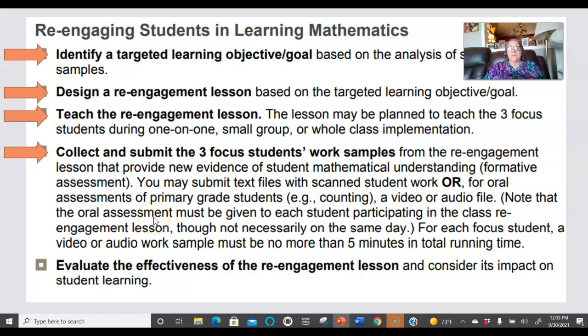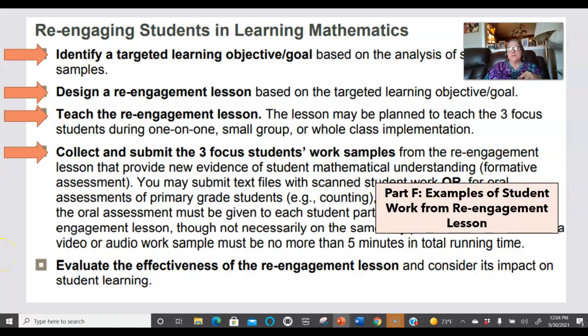Now, if this oral assessment is given to students participating together, like you're in a group and you're having each of them do it, and basically the assessment for all 3 students would be in one video, you can do that, but you have to upload that little video 3 times. So that you've got work sample A, work sample B, work sample C, and then you would describe that, and we'll talk about that in a minute. So that's going to be your part F, examples of student work from re-engagement lesson.